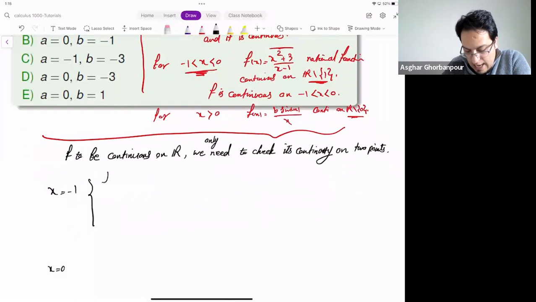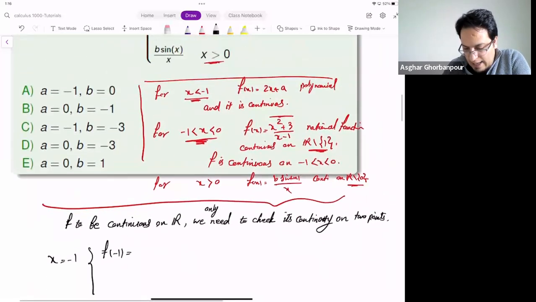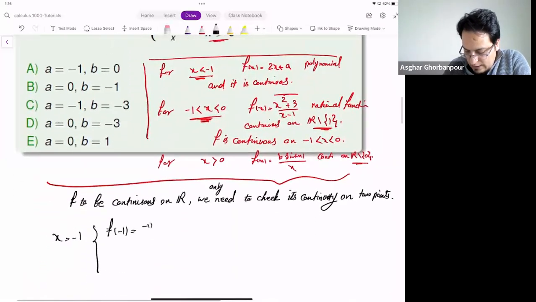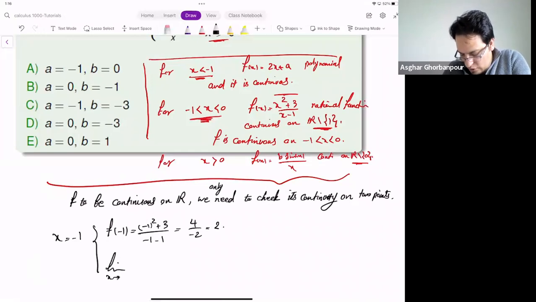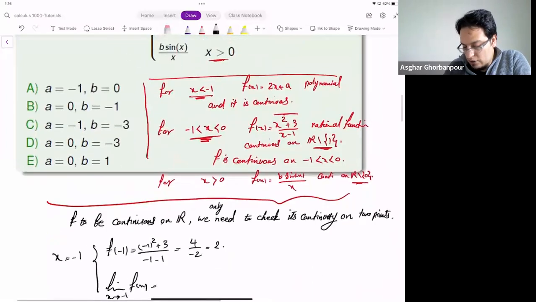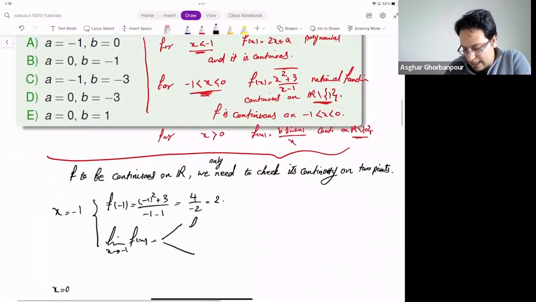So f at -1 is defined, and it is defined by this formula. So it is -1 squared plus 3 over -1 minus 1. This is 4 over -2, it is 2. Limit of the function as x goes to -1: if I approach from the left, it's given by one function, and if I approach -1 from the right, it is given by another formula. So I have to separate this and look into one-sided limits.